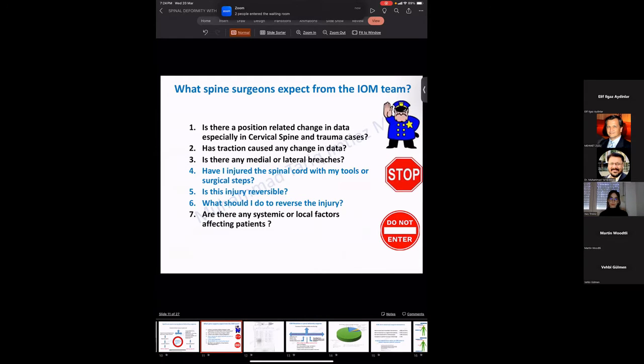These are some of the basic questions the surgeons ask of neurophysiology. We were discussing it before my computer went down, that surgeons want to know what exactly these are. The questions I'm asking: Have I injured the spinal cord? Is the change reversible? What should I do to reverse this? So I'm answering these questions with my next few slides.